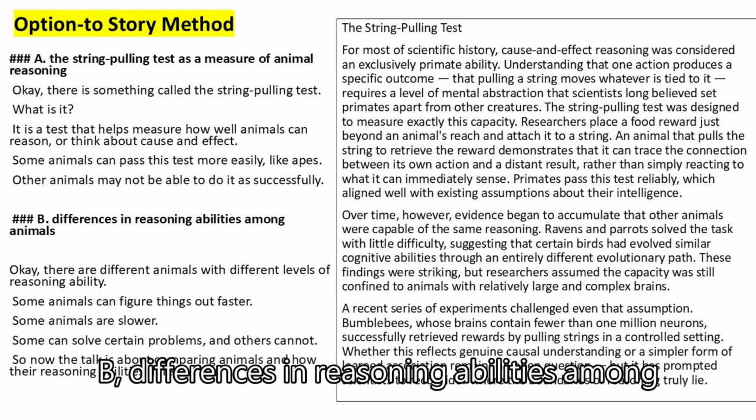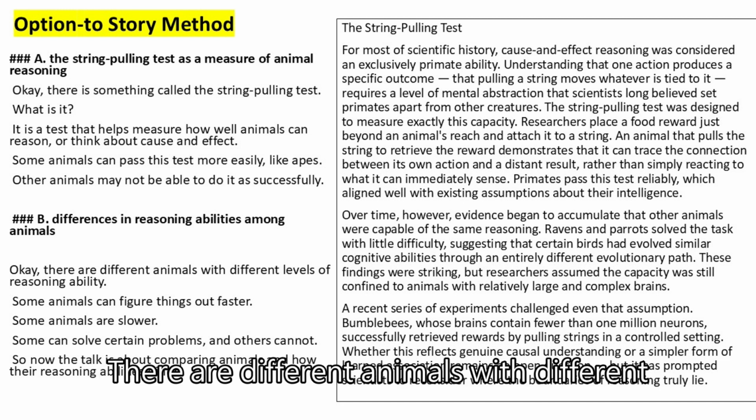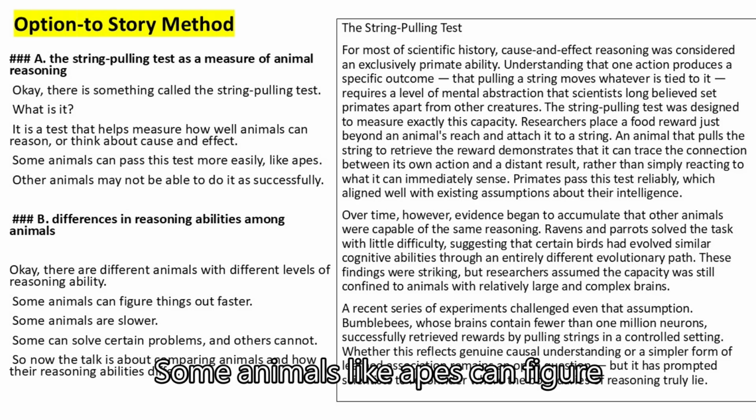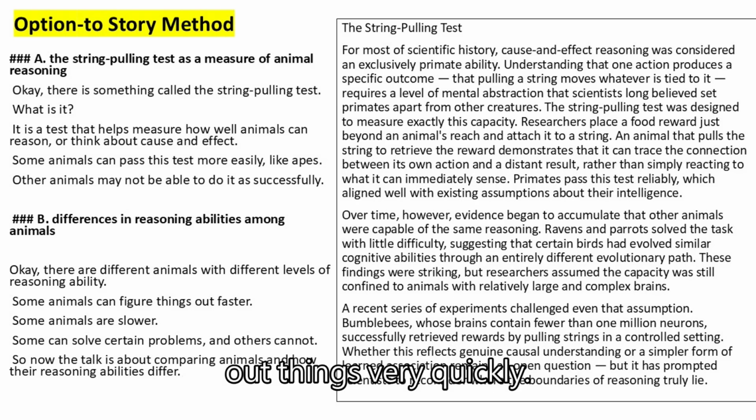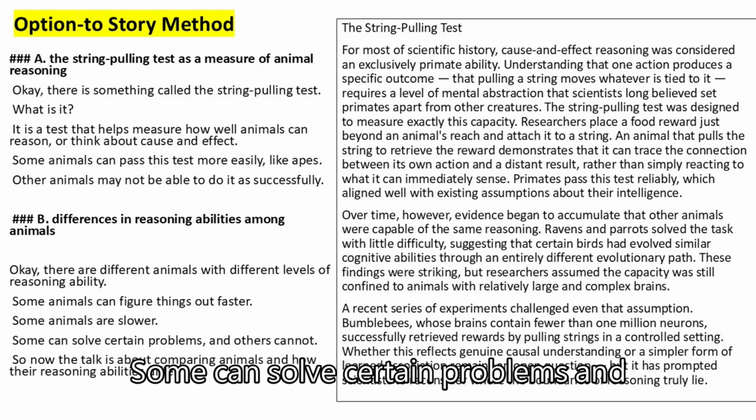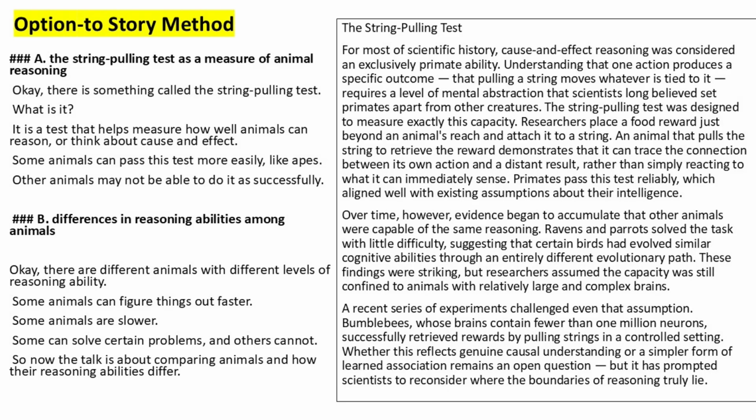B, differences in reasoning abilities among animals. Okay, there are different animals with different levels of reasoning ability, right? Some animals, like apes, can figure out things very quickly. Some animals, like bees, are slower. Some can solve certain problems and some cannot. So that's mini talk B.